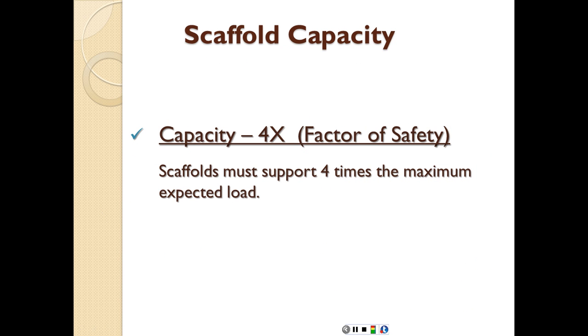The capacity of the scaffold is 4 times the maximum expected load. So you calculate what the maximum expected load is: dead load, which is equipment and the weight of the scaffold itself, and live load, the weight of people and materials that are going to be placed on that scaffold. Multiply that by 4, and that should be the design capacity of that scaffold. So we call that a factor of safety. If it's loaded with twice as much, nothing's going to happen. 3 times as much, nothing's going to happen. Even 4 times as much, it should not collapse before that happens.